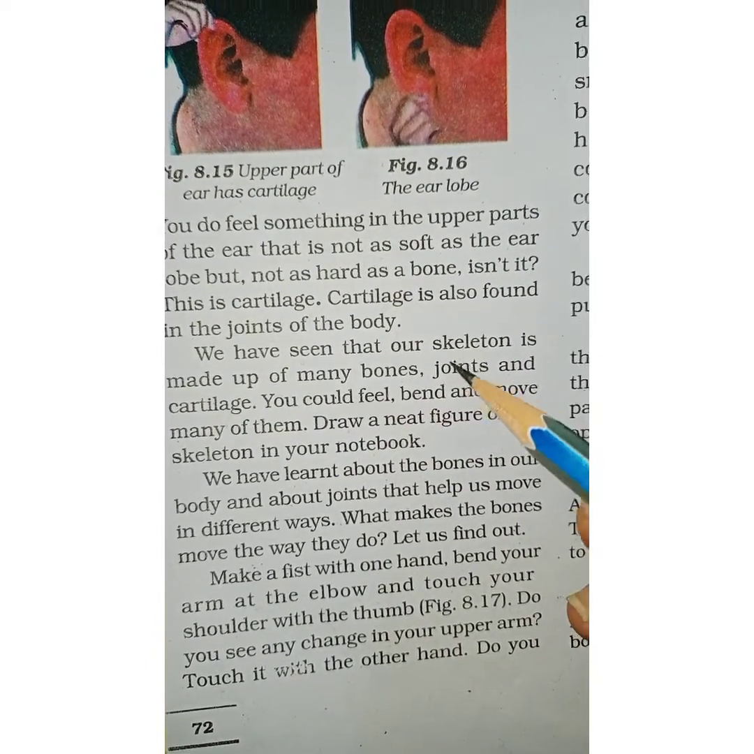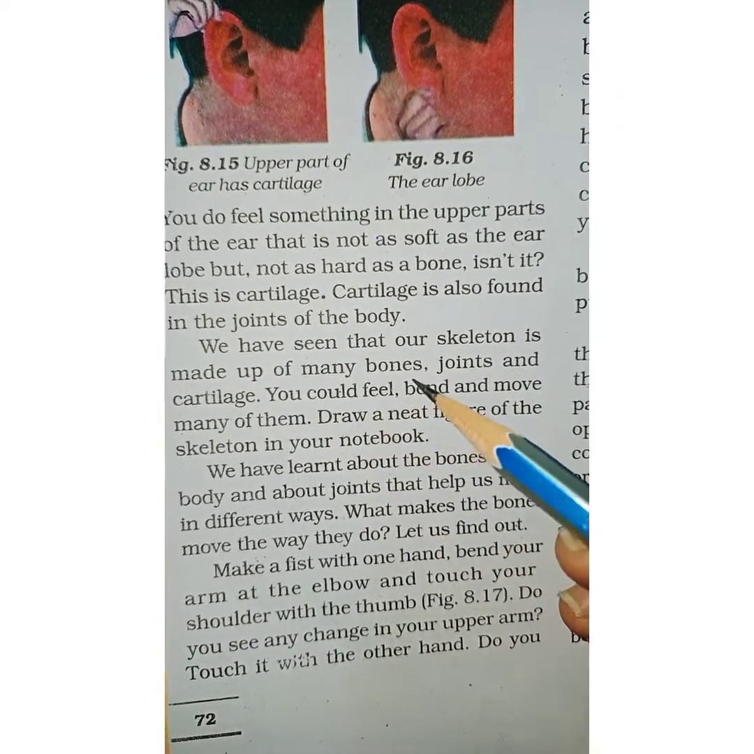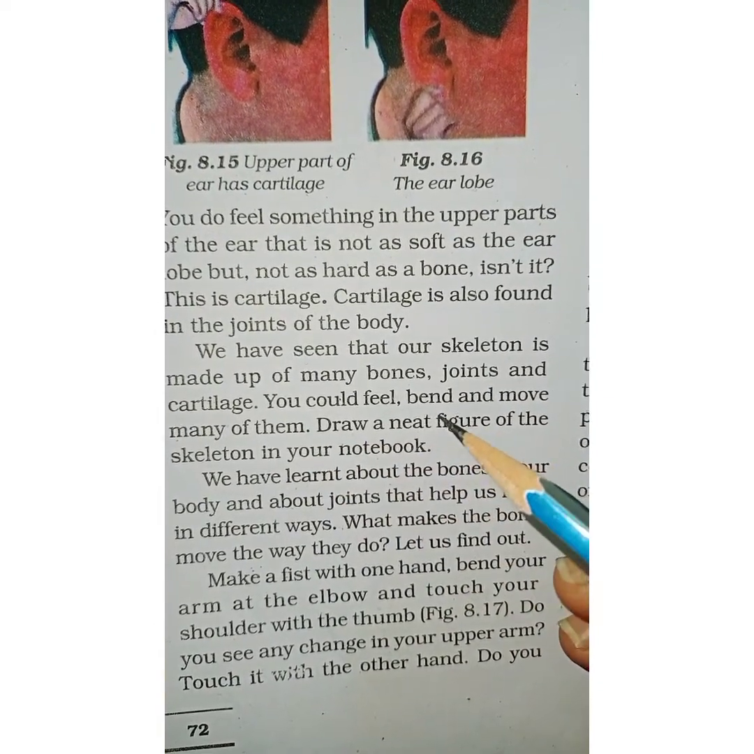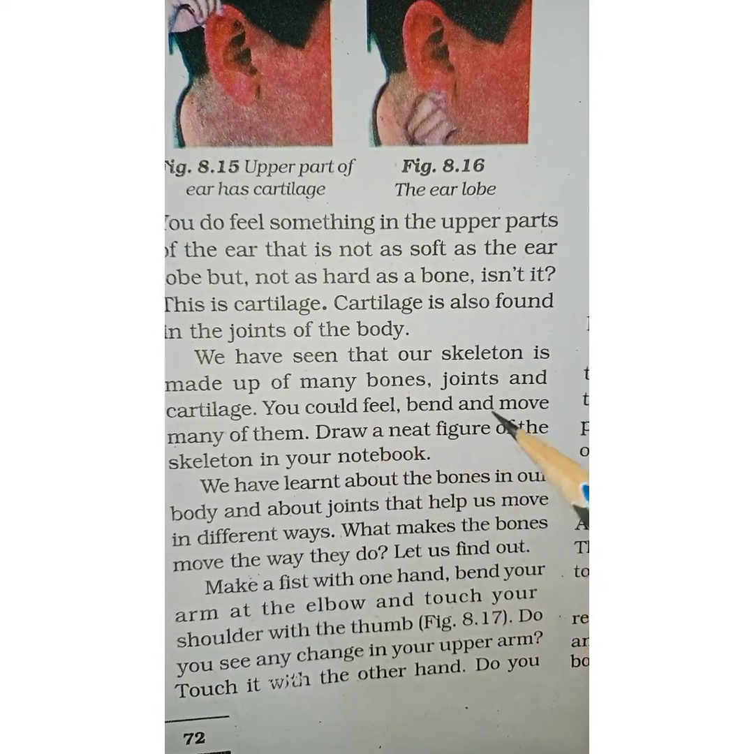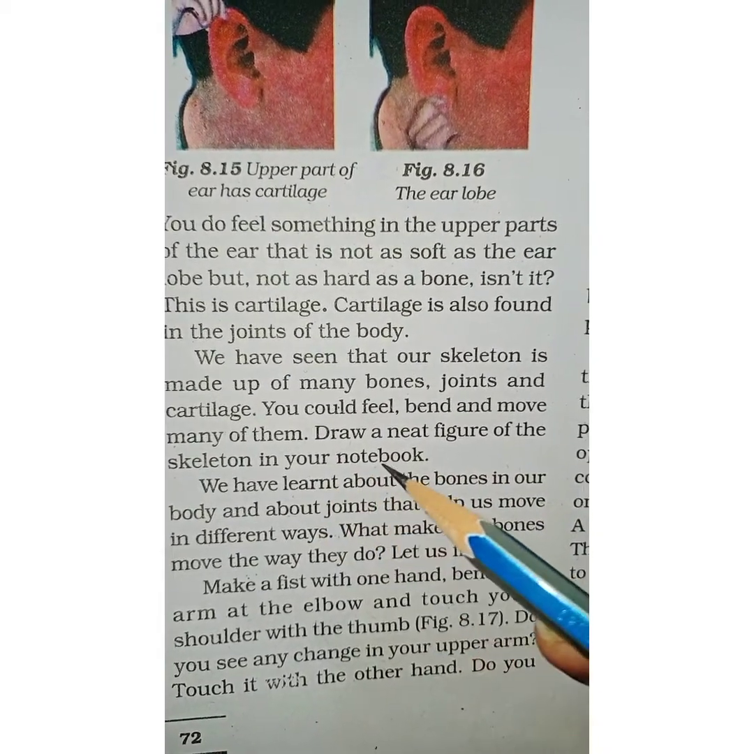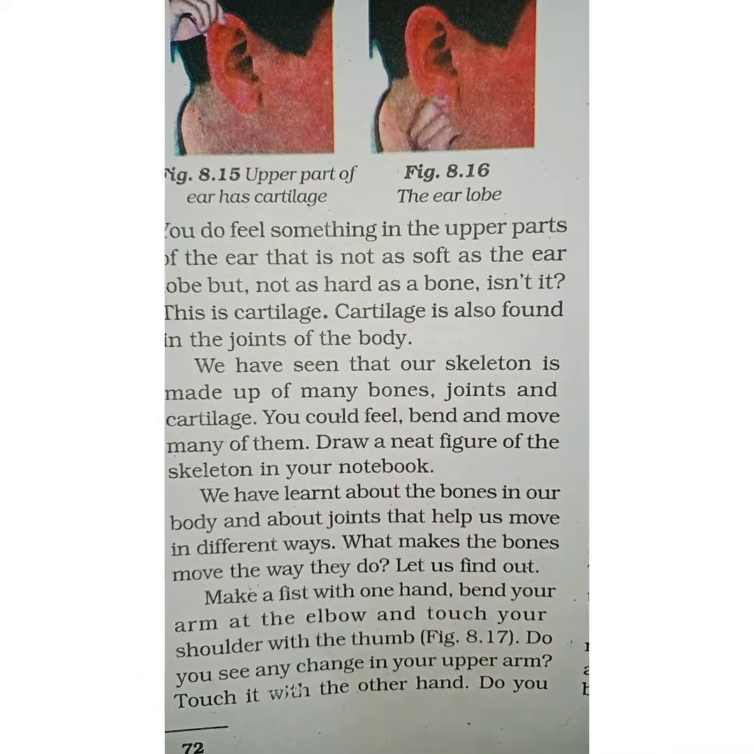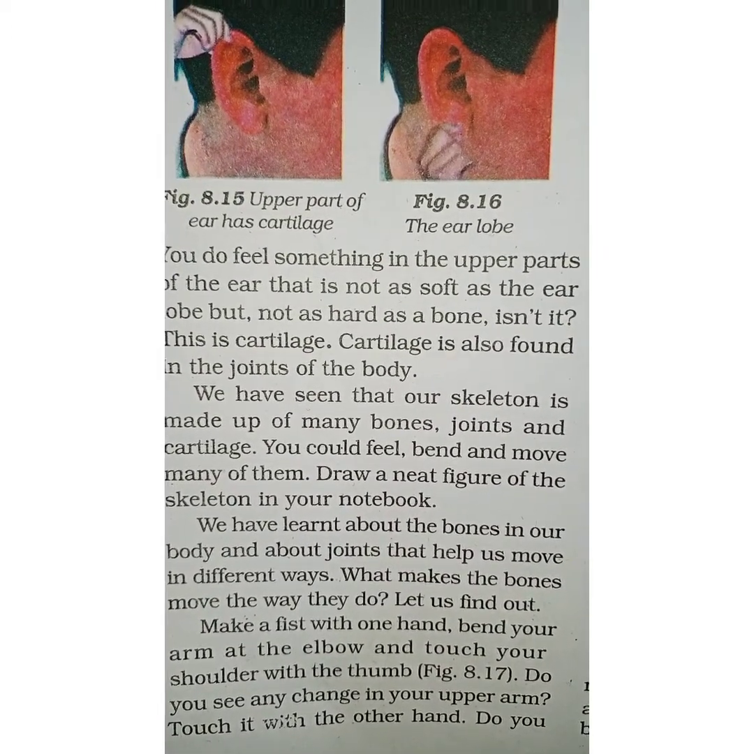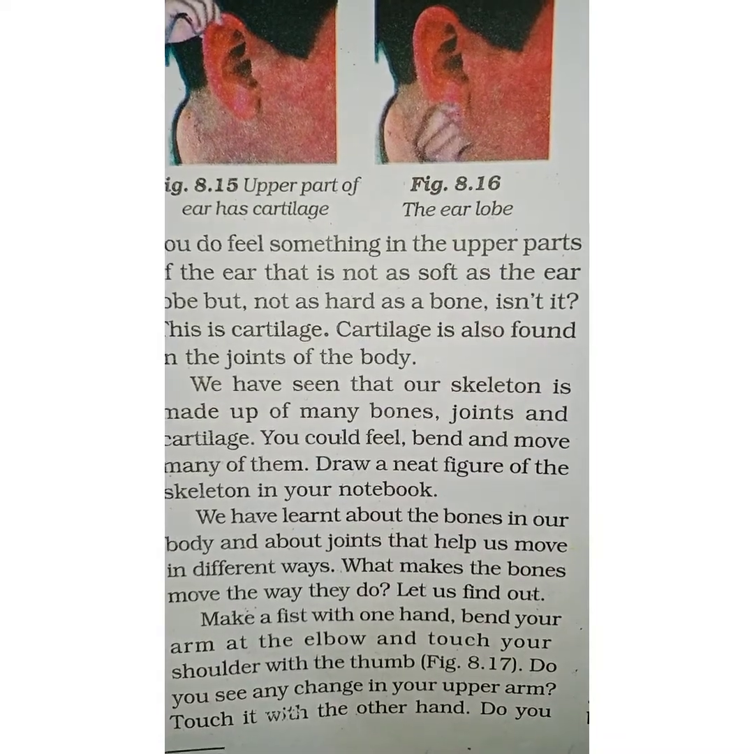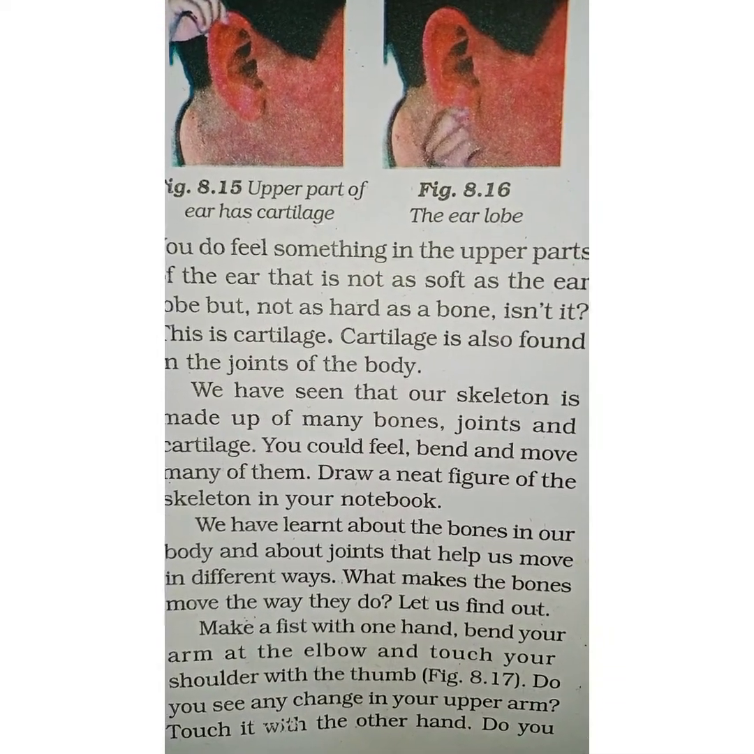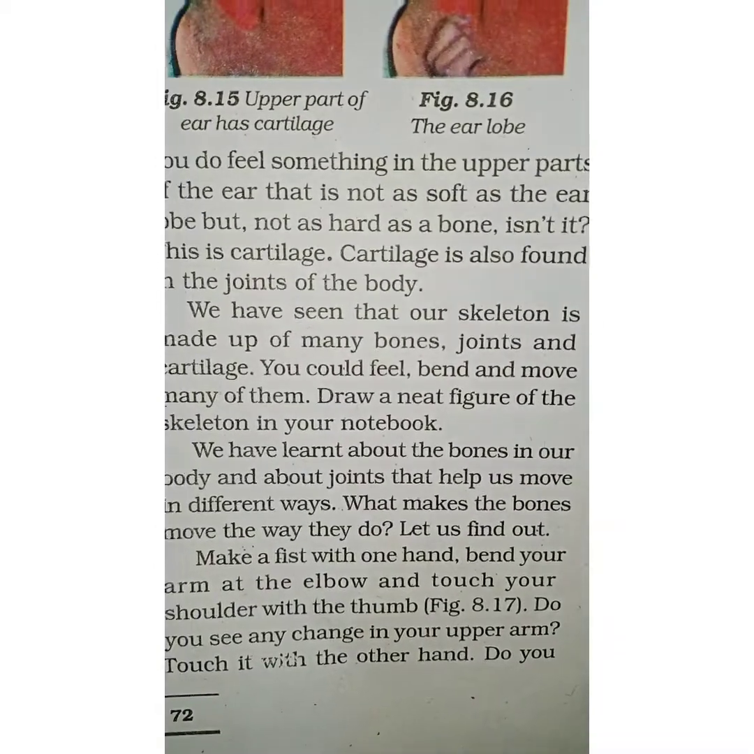We have seen that a skeleton is made up of many bones, joints and cartilage. You could feel, bend and move many of them. So here we are asked to draw a neat diagram of the skeleton in your notebook.